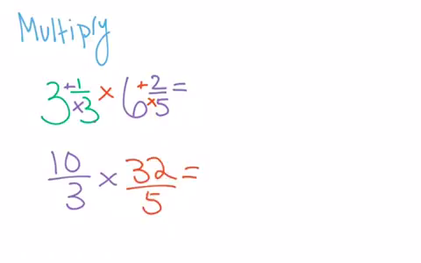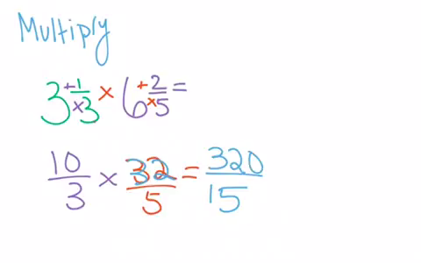So now we're going to do 10 times 32 on top and 3 times 5 on the bottom. So we can do 3 times 5 right now, which is 15. Okay? 10 times 32, whenever you multiply by a power of 10, you just add a 0 to your other number, which is 32. So this is going to be 320.